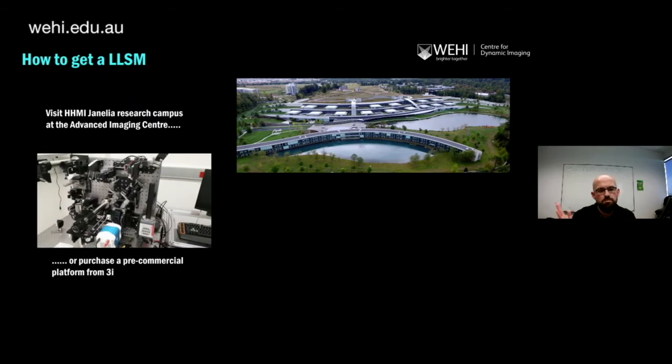The other option was there was a pre-commercial version at the time from a company called 3i. And this was not really the best option at the time, because it was quite cost prohibitive. It was about twice the cost of the parts that built it. At the time, 3i had zero support locally in Australia, so it would have been a risky purchase, and you would still need to employ someone to come and sit on it and babysit it and run it.